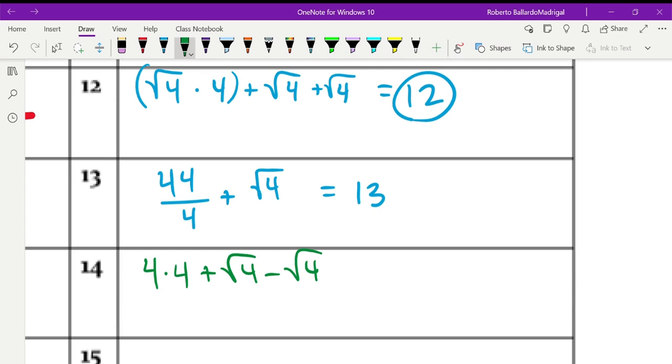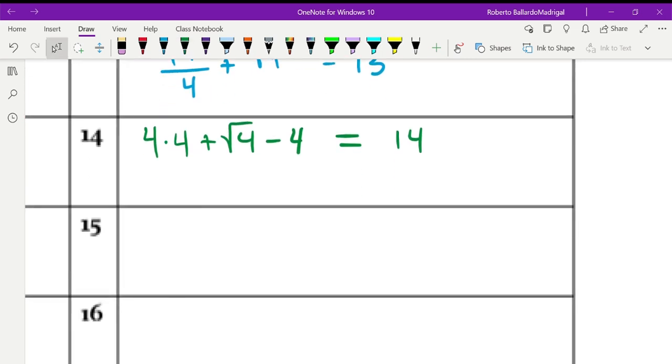Wait, does that work? I think maybe this. Oh no. Minus 4. I think it's minus 4. There you go. So 4 times 4 is 16. 16 plus 2 is 18. 18 minus 4 is 14. Okay.